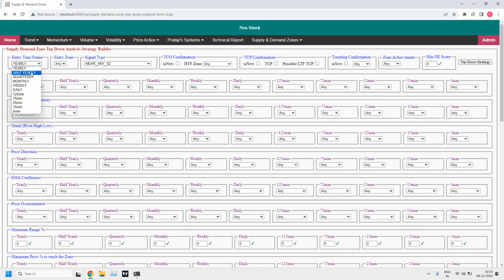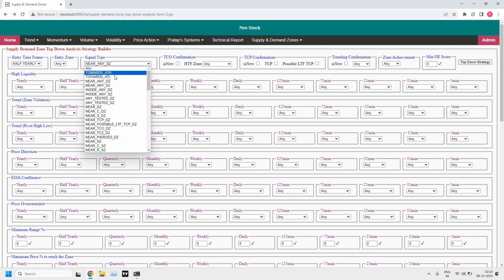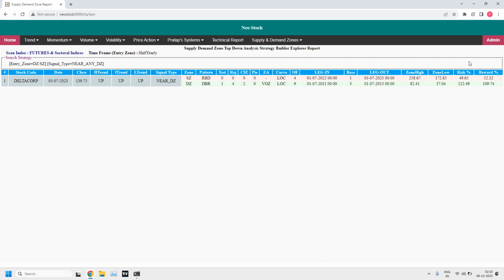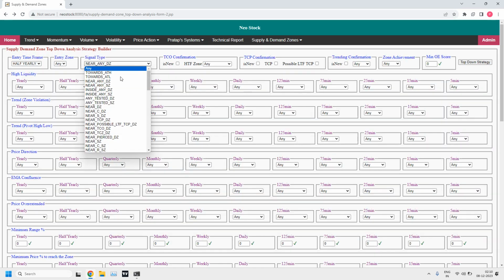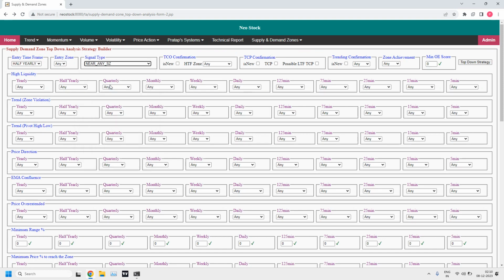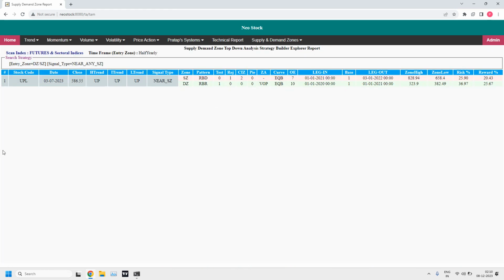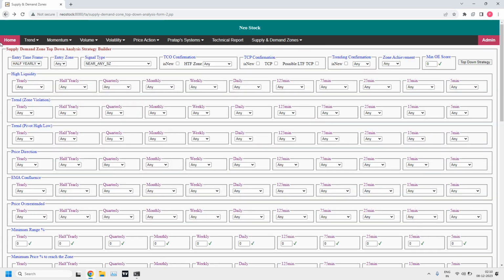Now entry time frame is half yearly. Let us find the stocks near to the half yearly demand zone. One stock is near to the half yearly demand zone. Let's go back. Entry time frame is half yearly. Let us find the stocks near to the half yearly supply zone. One stock is filtered. Let's go back.